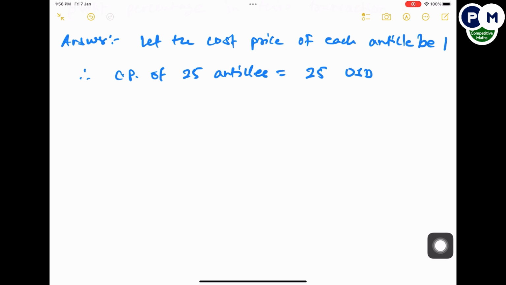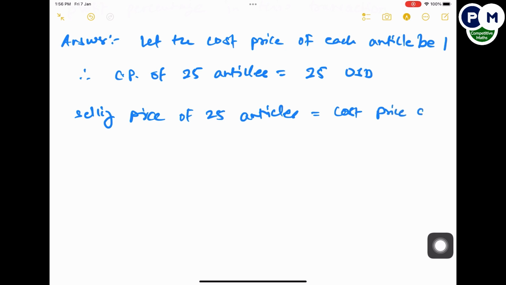Let the cost price of each article be $1. Cost price of 25 articles equals $25. Selling price of 25 articles equals CP of 30 articles equals $30. Profit equals selling price minus cost price equals 30 minus 25 is equal to $5. Profit percent equals profit divided by cost price multiplied by 100 is equal to 20%.